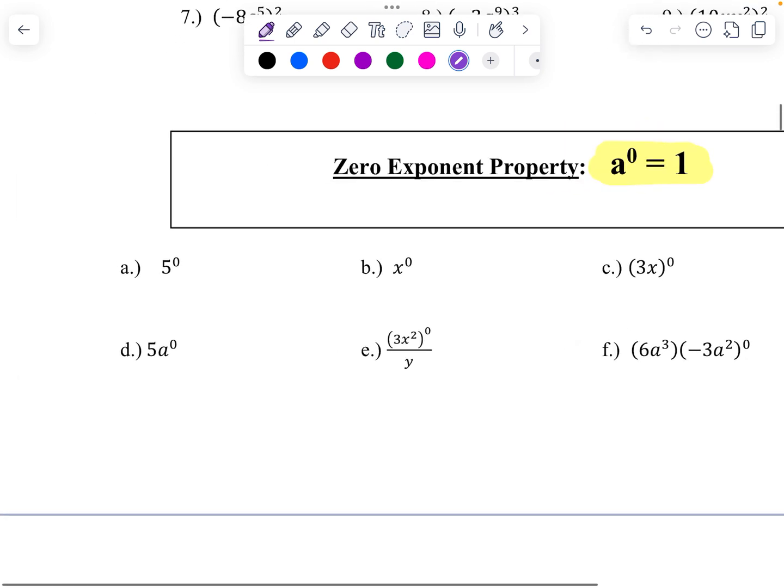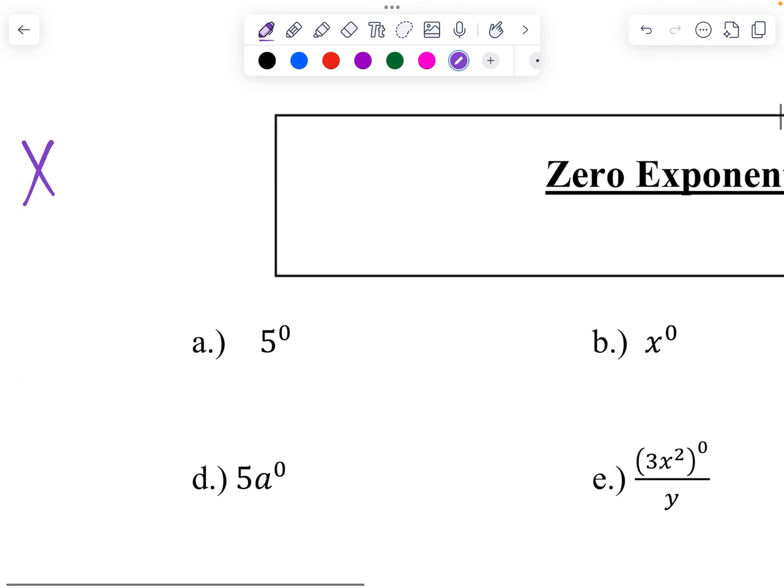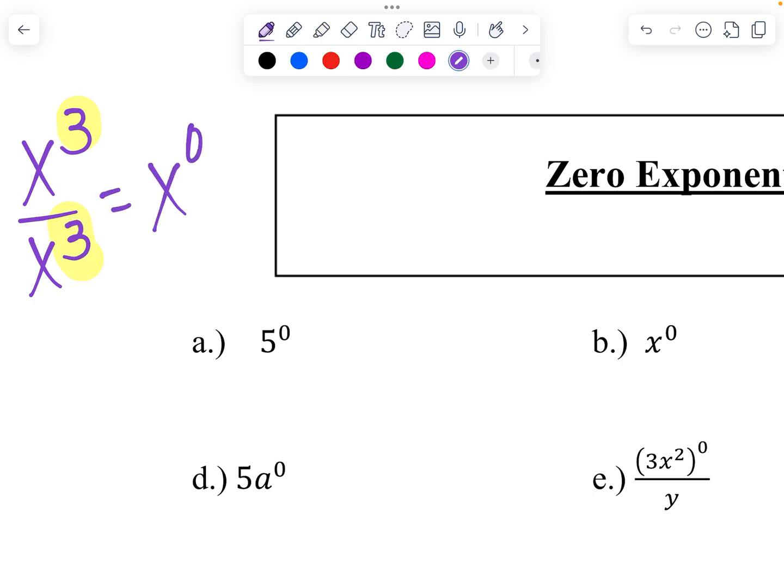So let's say we take x to the third divided by x to the third. If we think about what we did the other day when we were dividing the bases, we subtract the exponents. So this would give us x to the 0 power, because 3 minus 3 is 0. If we also think about when we divided, how we wrote out x to the third, which is xxx, over x to the third, which is xxx, we could simplify, and everything would simplify to the number 1.